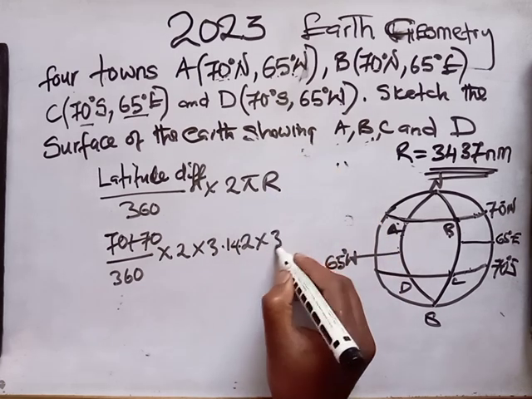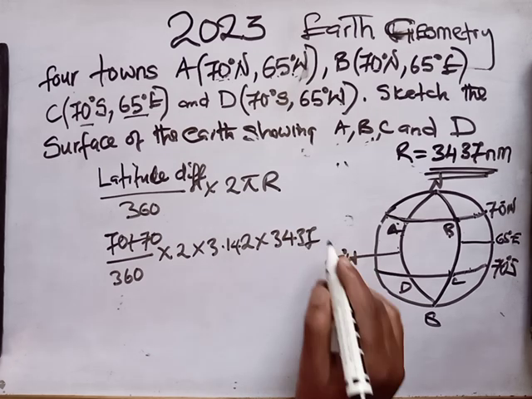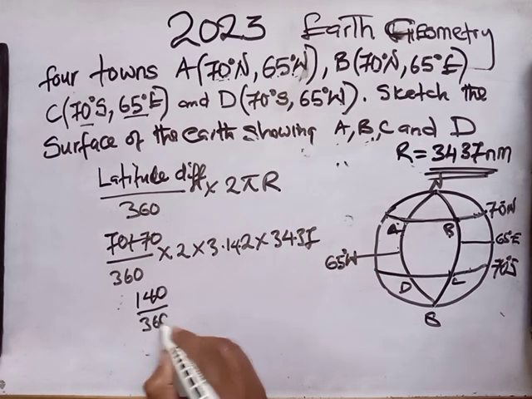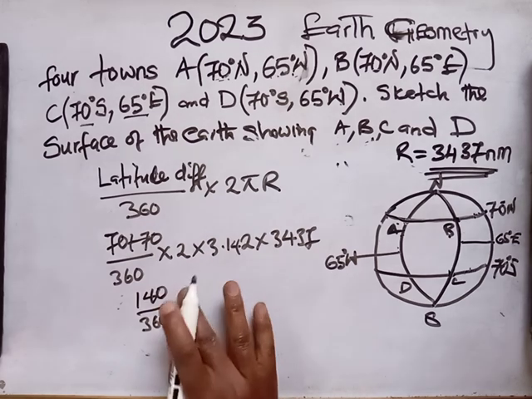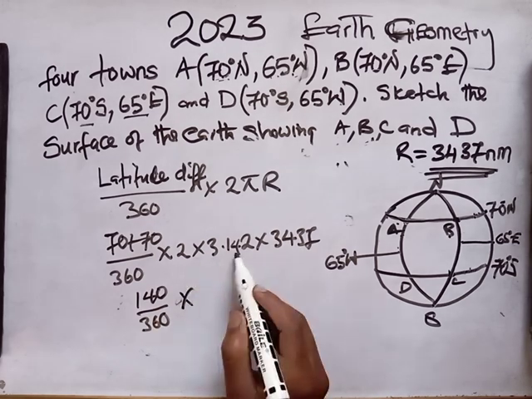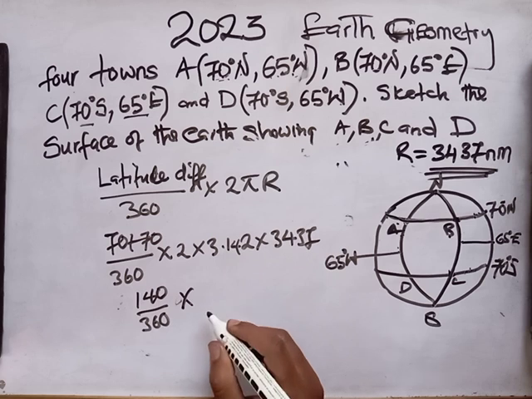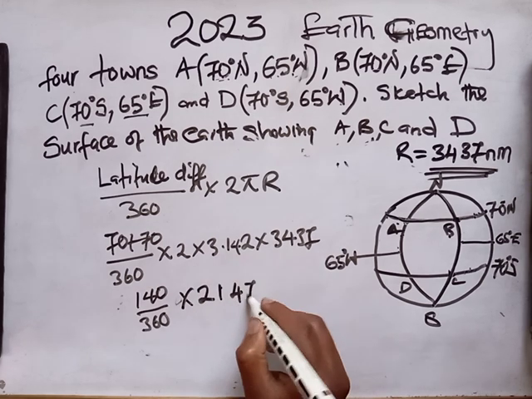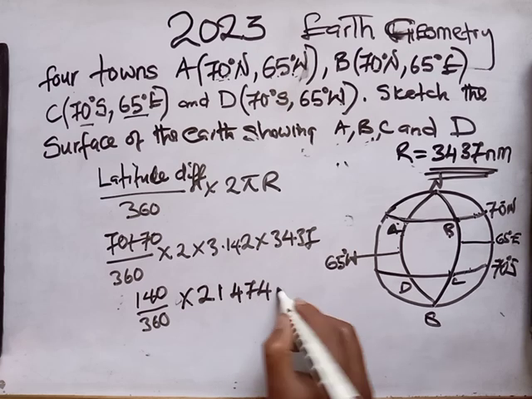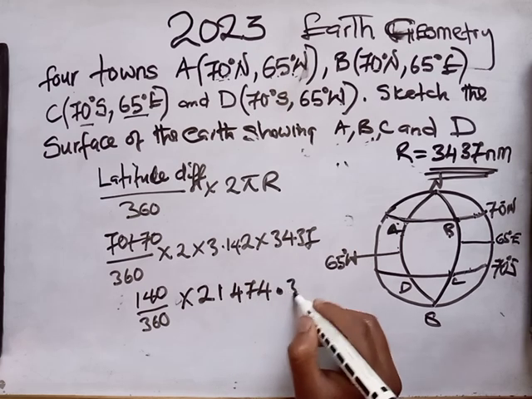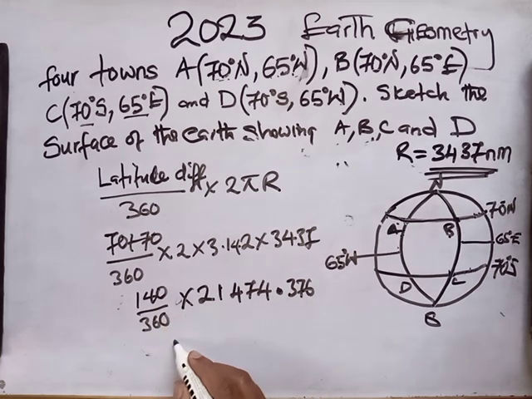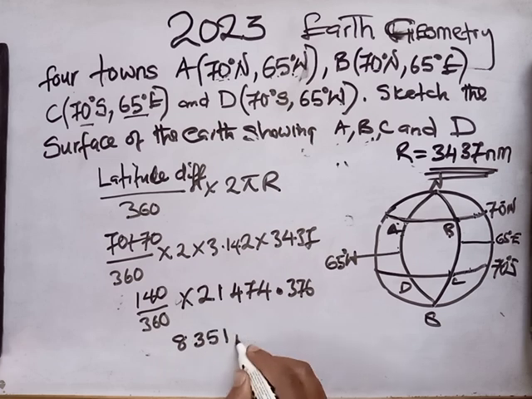which is equal to 3,437 nautical miles. 140 over 360 times this times this is equal to 21,474.376. This times this is equal to 8,351 nautical miles.